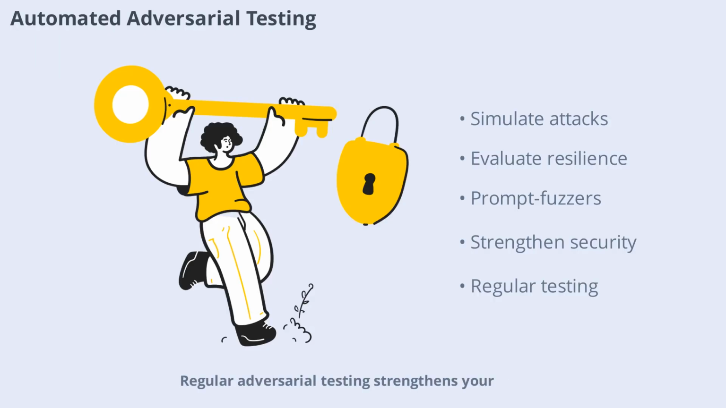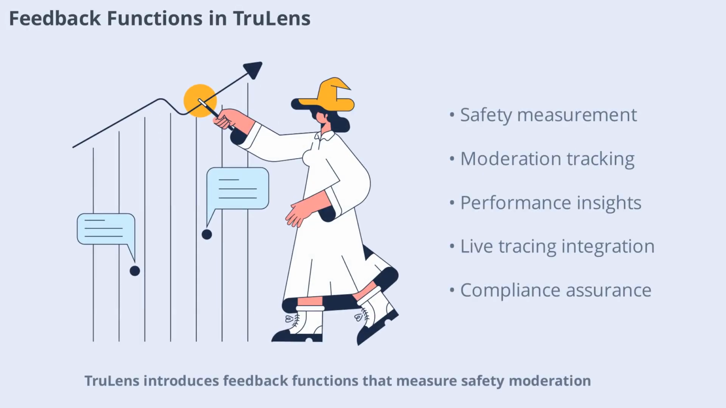Regular adversarial testing strengthens your LLM application's security and reliability. TruLens introduces feedback functions that measure safety, moderation, and performance in LLM evaluation. These functions integrate directly into live tracing apps, providing real-time insights. Feedback functions help you monitor and improve your system's behavior, ensuring compliance and user safety.